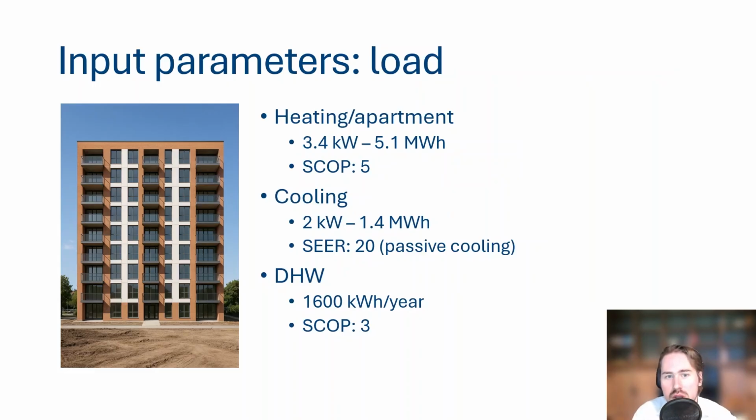Now for our loads, we have a heating demand of 3.4 kilowatts for each apartment, giving us a yearly energy demand of 5.1 megawatt hours per year. For cooling, it's 2 kilowatts with 1.4 megawatt hours per year, with a certain efficiency, and our domestic hot water is 1,600 kilowatt hours per year per apartment, which is around 2 persons that live in each apartment.